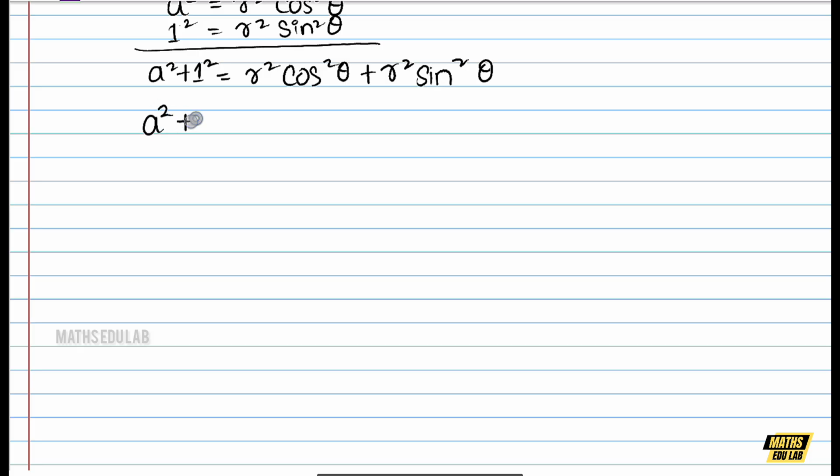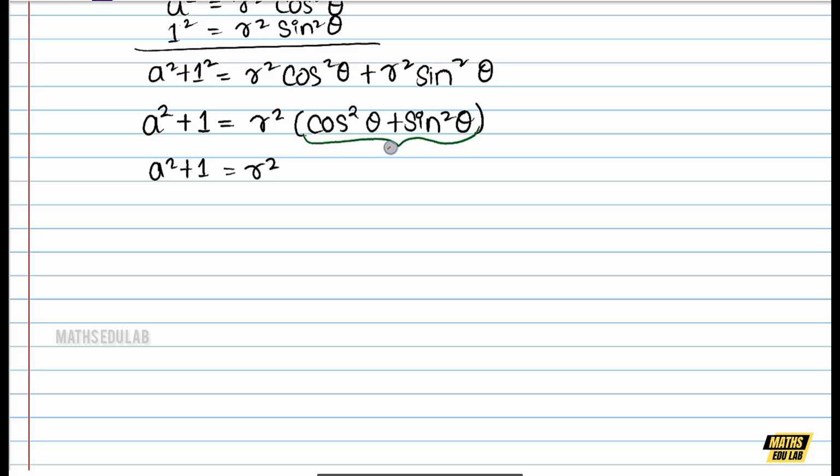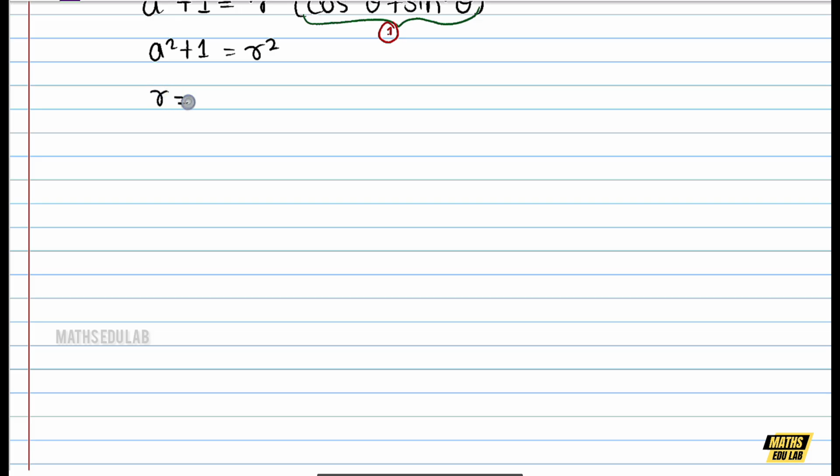So the next step will be written as a square plus 1, since 1 square is nothing but 1 only. Then taking r square common, I can write cos square theta plus sin square theta. So a square plus 1 equals r square only, since the value of this will change to 1. Anything multiplied with 1 will be the same only. Then I get the r value as root over a square plus 1. So this is what we have for the value r.